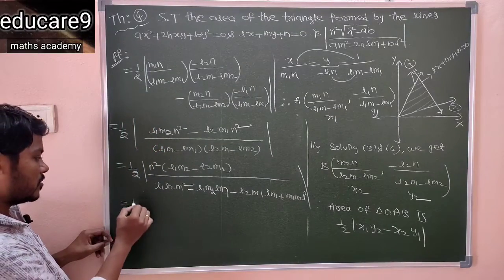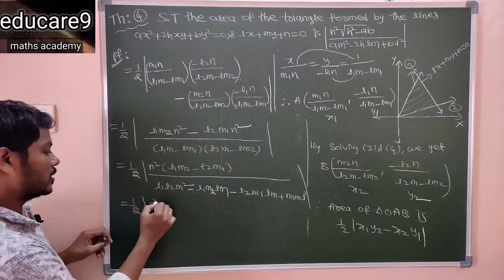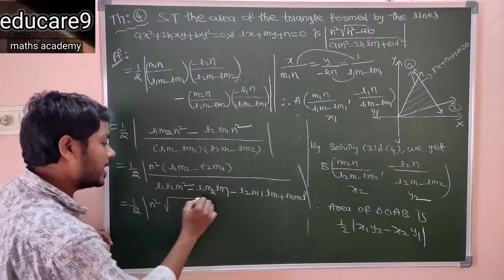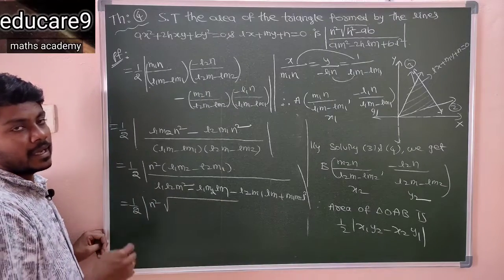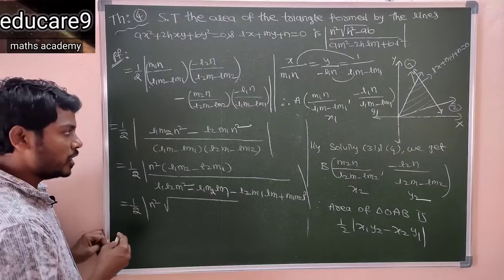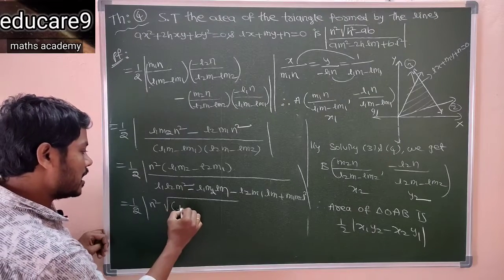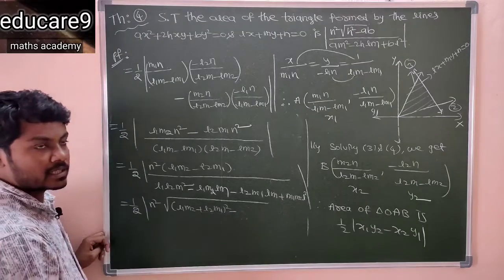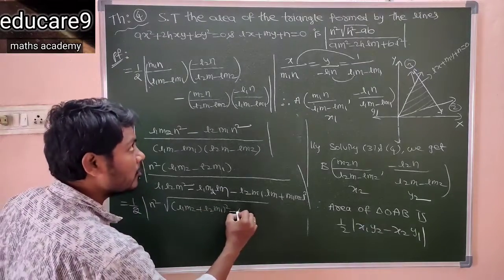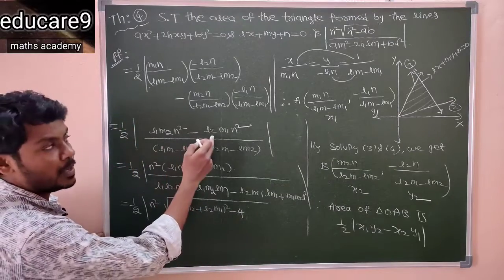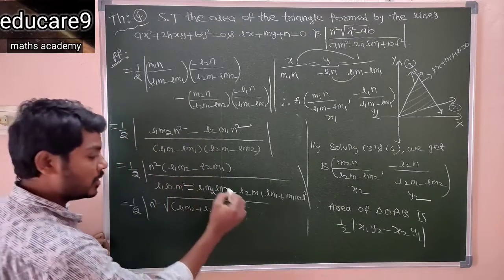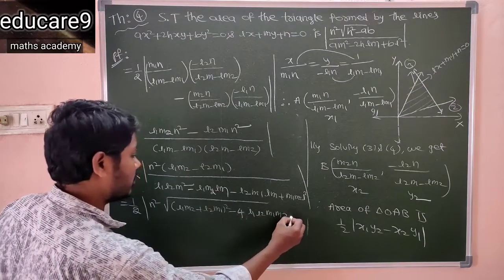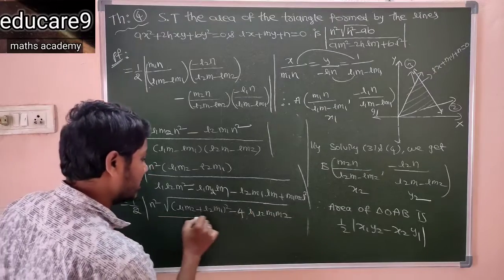So here this is 1 by 2 times L square into (A minus B). How to write A minus B? Square root of (A plus B) whole square minus 4AB. That is (L1 M2 plus L2 M1) whole square minus 4AB, that is 4 times A into B. So what is A? L1 L2, and B is M1 M2. So L1 L2 M1 M2. Okay, so divide by.